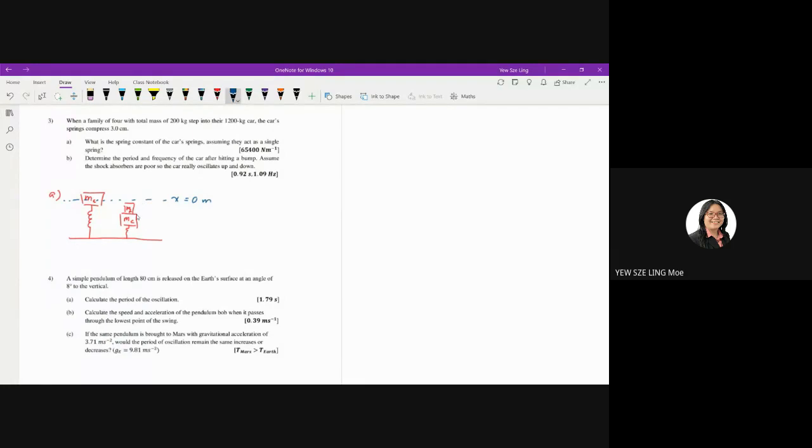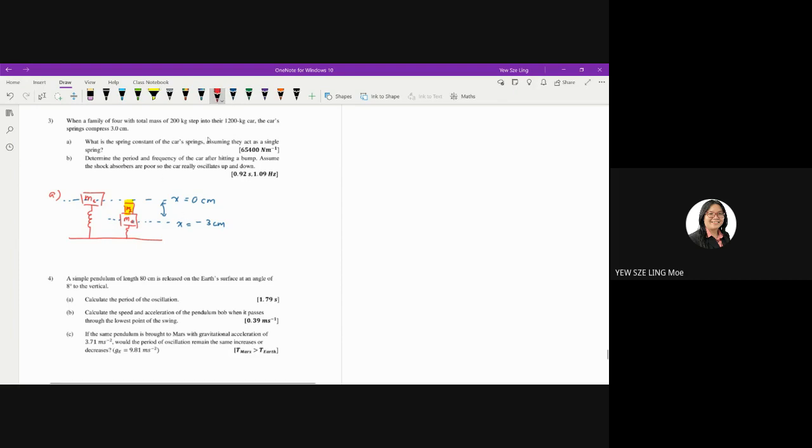So when the family steps into the car, now what happens right here? The spring is being compressed by 3 cm. Okay, so your x is now equals to negative 3 cm. Initially we're going to assume 0 cm to make it easier, so we have the same unit. So initial position is x equals to 0 cm. By adding this mass, the 200 kg, the spring is being compressed by 3 cm.